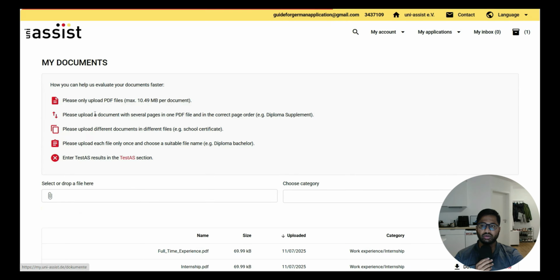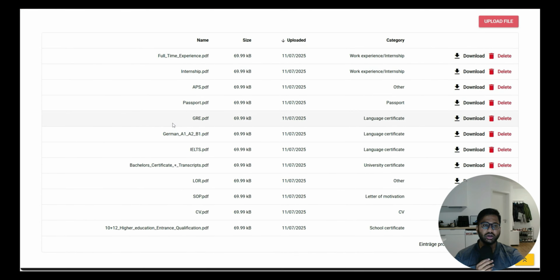So now we have to check the uploaded documents, if all the uploaded documents are there. So yes, we have work experience and internship. So one is full-time experience, one is internship. If you have, please put it. If you don't have, then don't need to worry. We need to have APS.